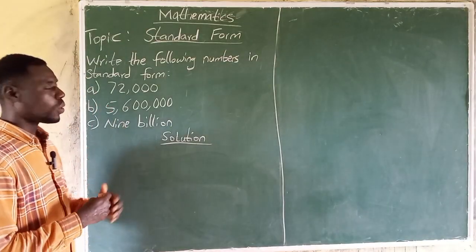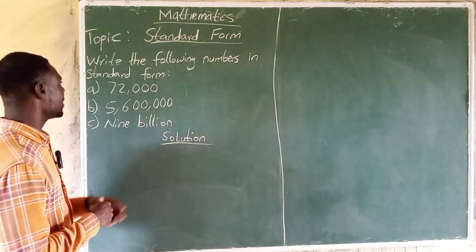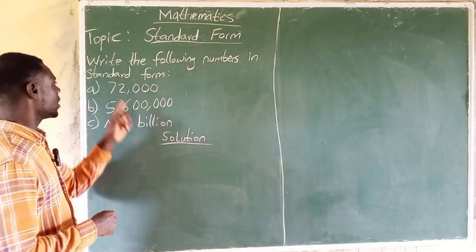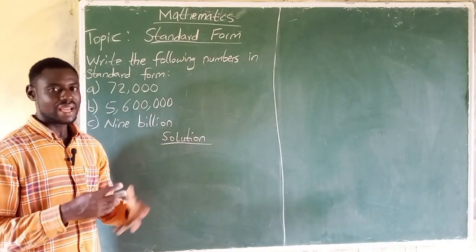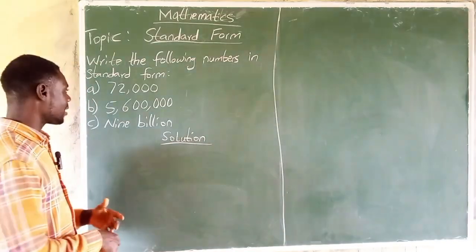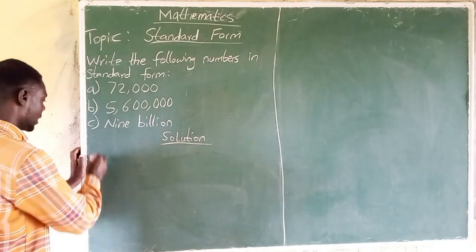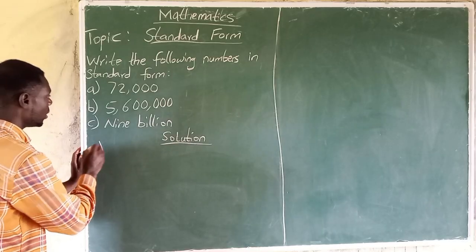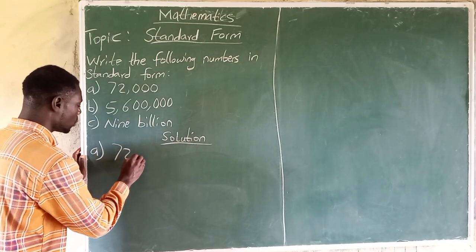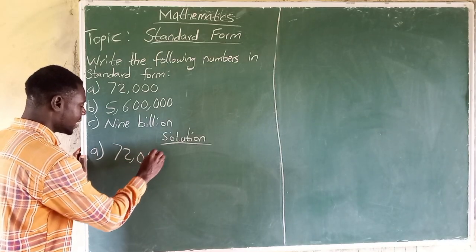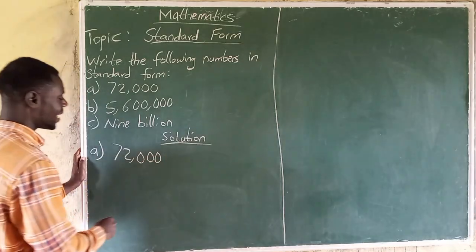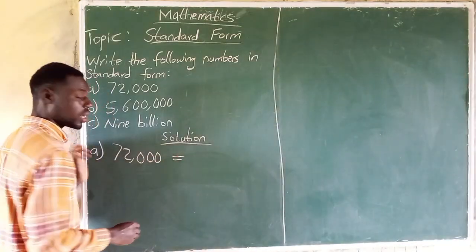Okay, they gave us some examples to solve here. They said, write the following numbers in standard form. Let's take the first one, A, 72,000. Now we should write 72,000 in standard form. You don't need to stress yourself.